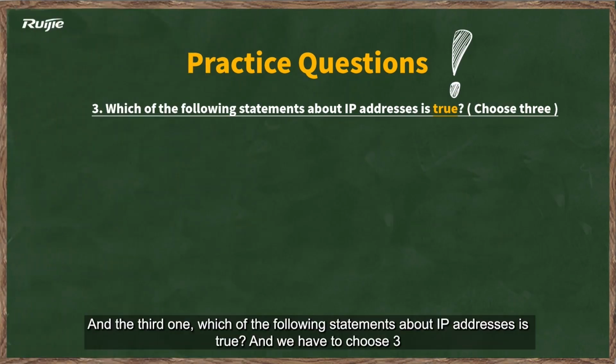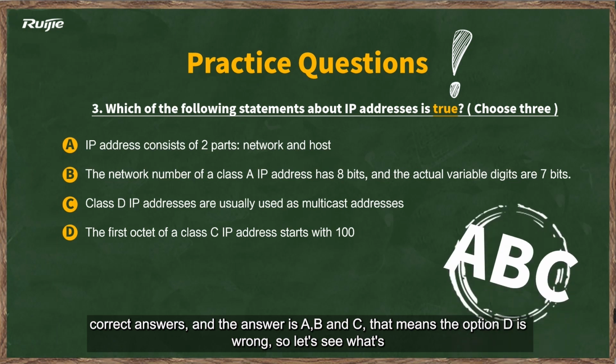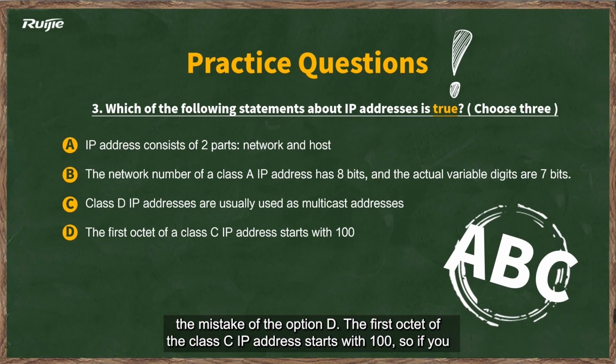And the third one: which of the following statements about IP addresses is true? And we have to choose 3 correct answers. And the answer is A, B, and C. That means your option D is wrong. So let's see what's the mistake of the option D.